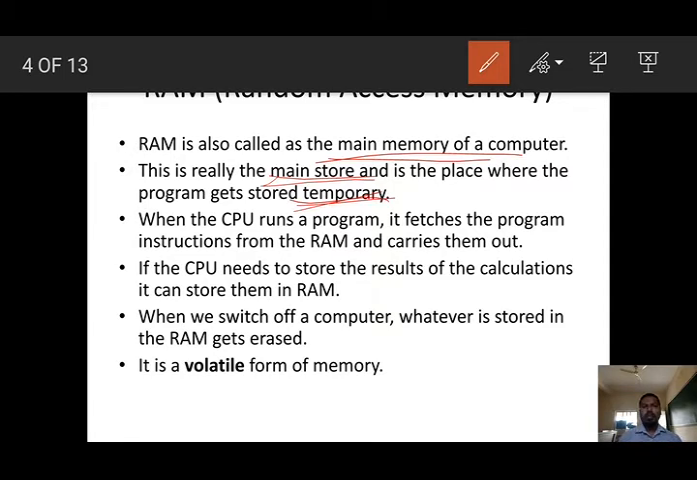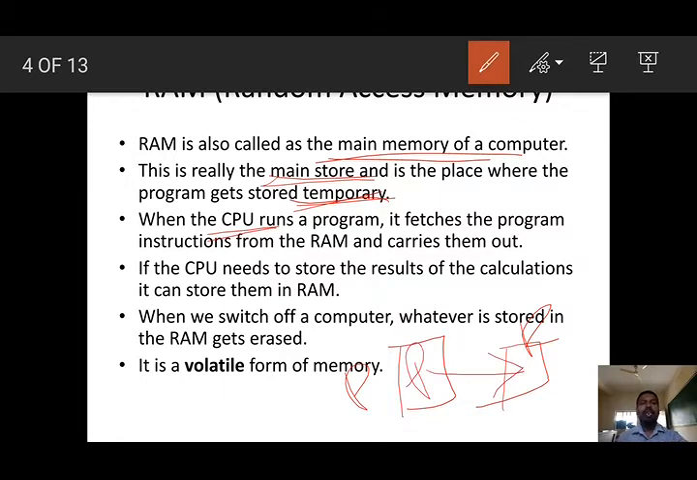When the CPU runs a program, it fetches the program instructions from the RAM and carries them out. So, dear students, assume that this is the RAM and this is the CPU, the processor. When the processor wants to execute a program, the execution instructions will come from the RAM only. So, the instruction will be fetched from the RAM only. Understand?